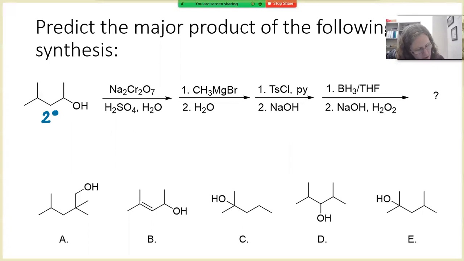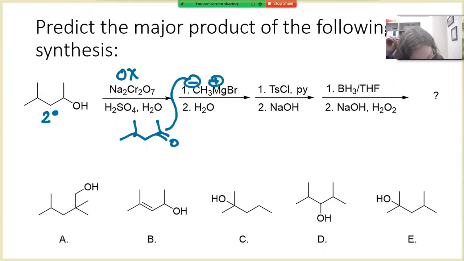We have our secondary alcohol that we're starting with and our oxidation reaction. So a secondary alcohol gets oxidized to a ketone, like so. In the next reaction, we've got a Grignard reagent. The Grignard reagent is going to come in and attack that carbonyl.